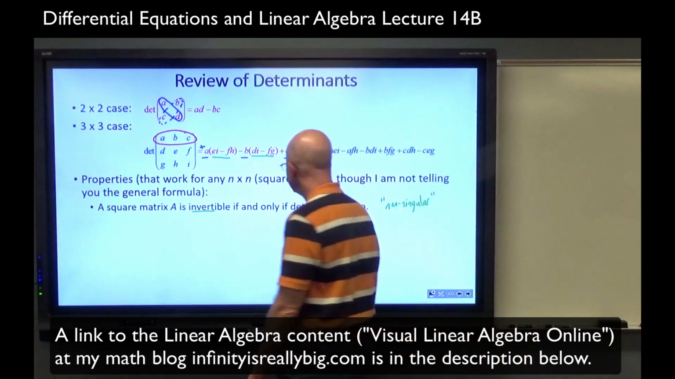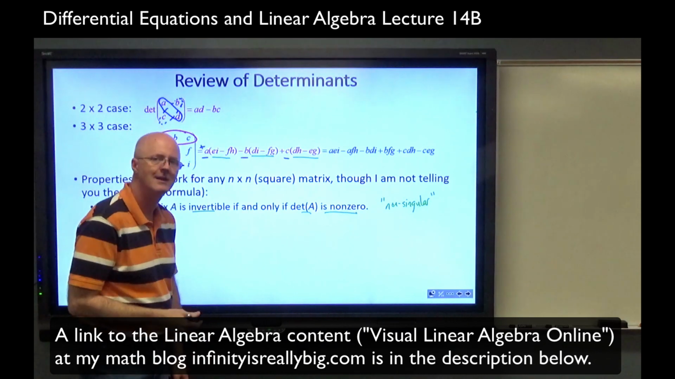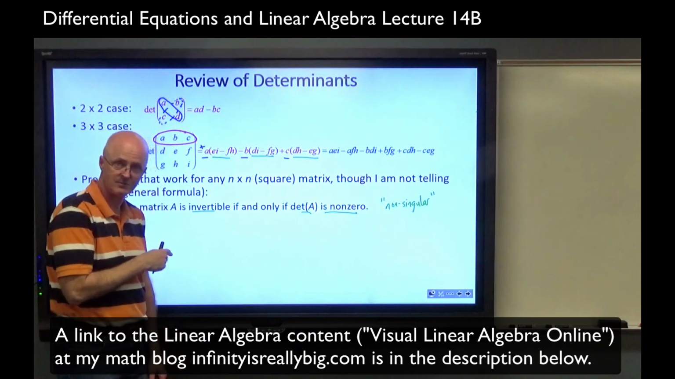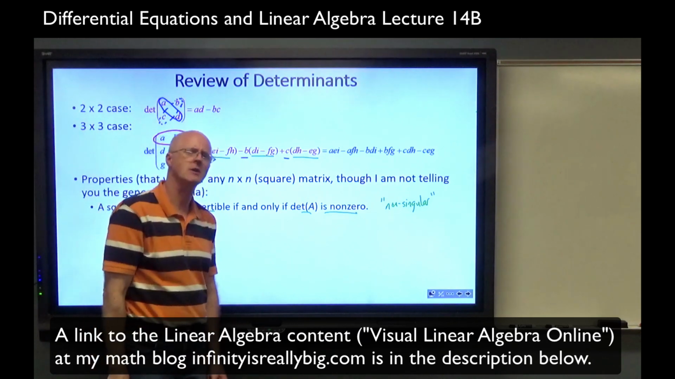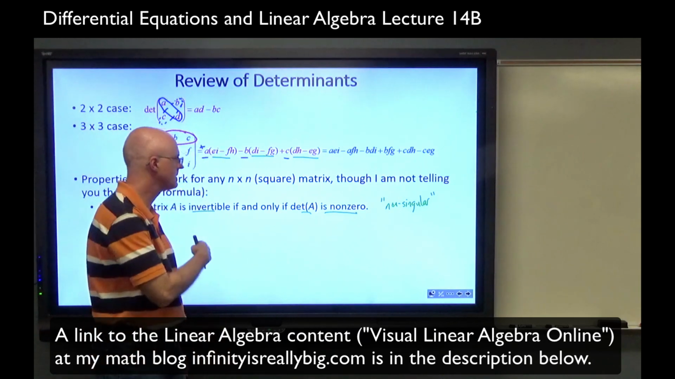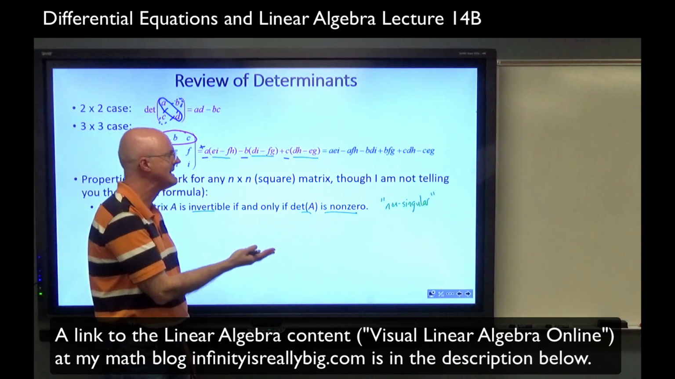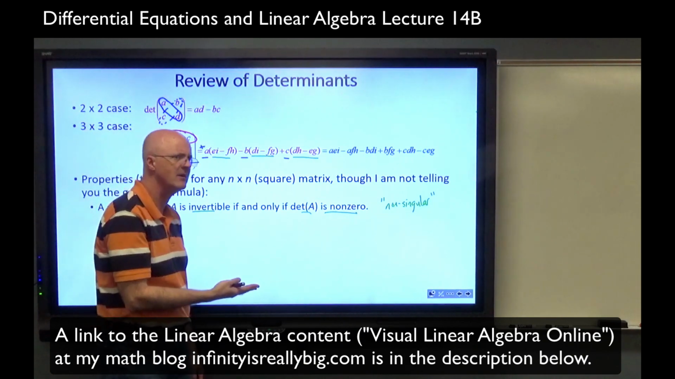In that case, when A is invertible, its determinant is non-zero. In the case where A is not invertible, the determinant will be zero, and that's called singular. So it's a little strange. Invertibility goes with non-singular. Non-invertibility goes with singular.